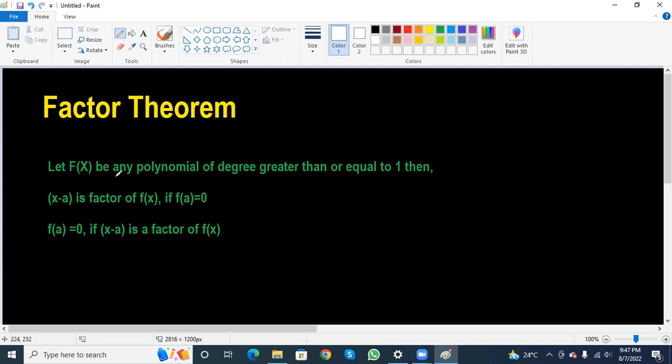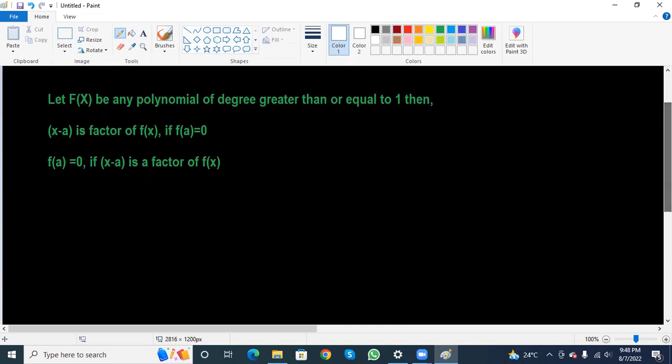f of x is any polynomial, maybe a cubic or quadratic polynomial, of degree greater than or equal to 1. Then x minus a is a factor of f of x if f of a is equal to 0. If something is a factor of that polynomial, then your remainder is 0. f of a is here your remainder, and that will become 0. If f of a is 0, meaning your remainder is 0, obviously x minus a is a factor of f of x. So your divisor will become a factor of the given polynomial. Let us look into this deeply.